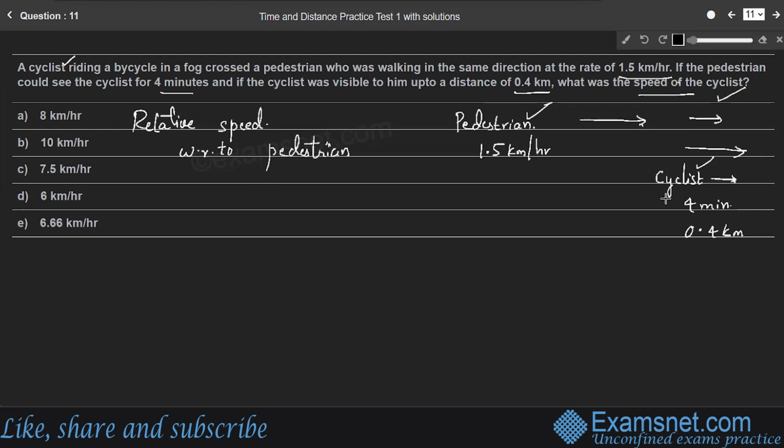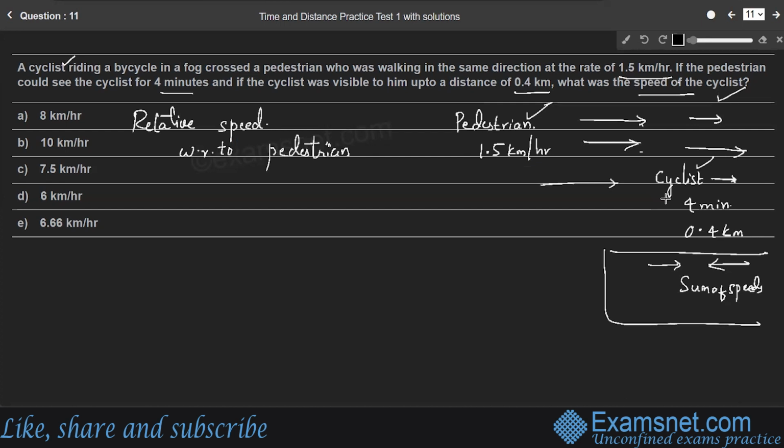When two bodies are moving in the same direction, the difference in their speed is considered as relative speed. When two objects are moving in opposite directions, then the sum of their speeds is considered as relative speed. Here in this particular case, two persons are moving in the same direction. Therefore, the difference in their speed is considered as relative speed. So, the speed of the cyclist with respect to the pedestrian is called relative speed.